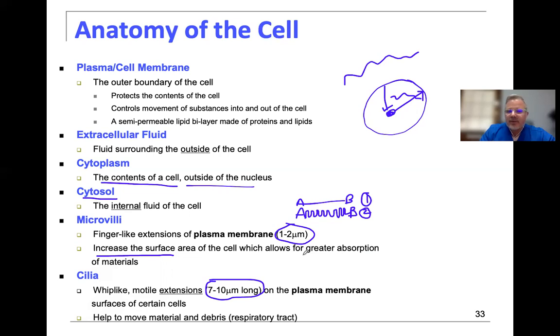And I also think of microvilli as like a sponge. It's used for absorption. So we're going to see lots of microvilli throughout the GI tract or the gastrointestinal tract. Cilia, these things can whip around. They have these motile extensions, and they help to mobilize a cell. They help move it around, and they help to move material, especially within the respiratory tract.